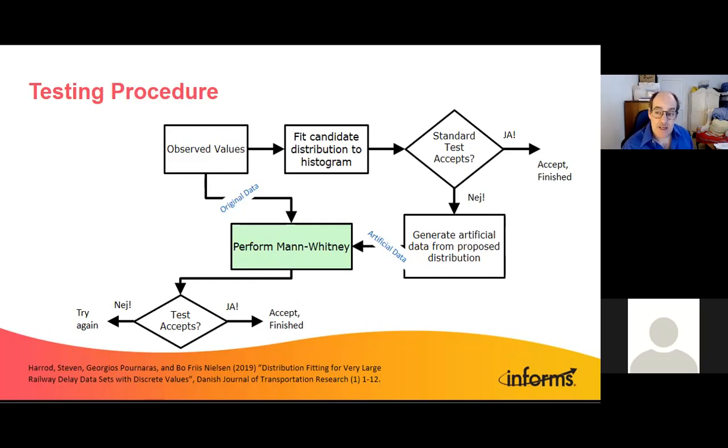But if it doesn't accept it, or if you have doubt, if you are not sure about whether this is really the correct way to go, then you artificially create data from a distribution that you think is the right fit to this data. You generate it artificially, like we have done in Excel, or like I did in SAS. And then you take the observed data from your original data, and you take these generated fake or synthetic values from the suggested distribution, and you put them into the Mann-Whitney test.